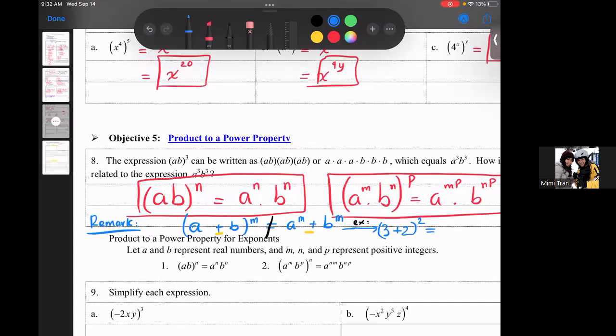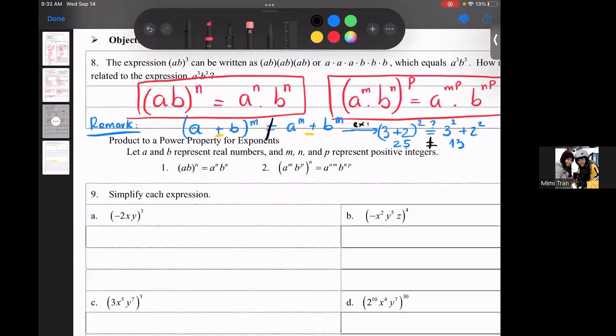Let's see if it's equal. I don't know if it's equal or not. So 3 squared plus 2 squared. What does the left hand side equal? 3 plus 2 is 5. 5 squared is 25, right? What does the right hand side equal? 9 plus 4 is 13. They're not equal, right? So you're not allowed to do that. So please don't do that on the exam.